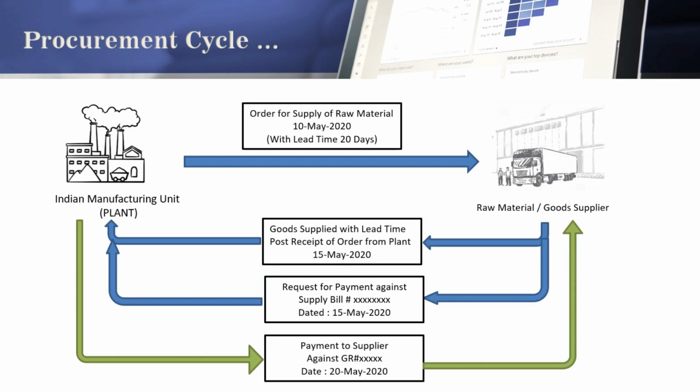So there are a total of 4 stages that we have seen in this graph. The first stage is called procurement order, or purchase order. The second stage is called goods received, where goods are received by the plant. The third stage is called invoice received, where the plant has received the invoice from the supplier. And the fourth stage is called payment, where Indian Manufacturing Unit has issued the payment to the supplier. So let's have a look at the documentation part during this process.